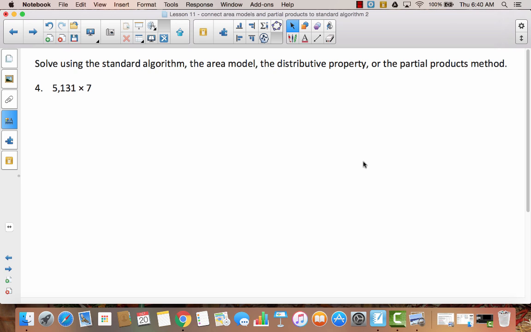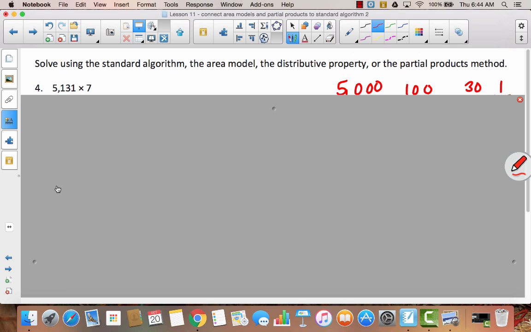All right, let's take a look at 4. It says solve using standard algorithm, the area model, the distributive property, or the partial products method. So you get to choose which of these strategies you want to use. You can use standard algorithm, area model, distributive property, or the partial products method. So I'm going to pause the video and come back in a second, and then I'm going to have you check. I'm going to show you the answers to all of these methods, but you only have to do one of these methods.